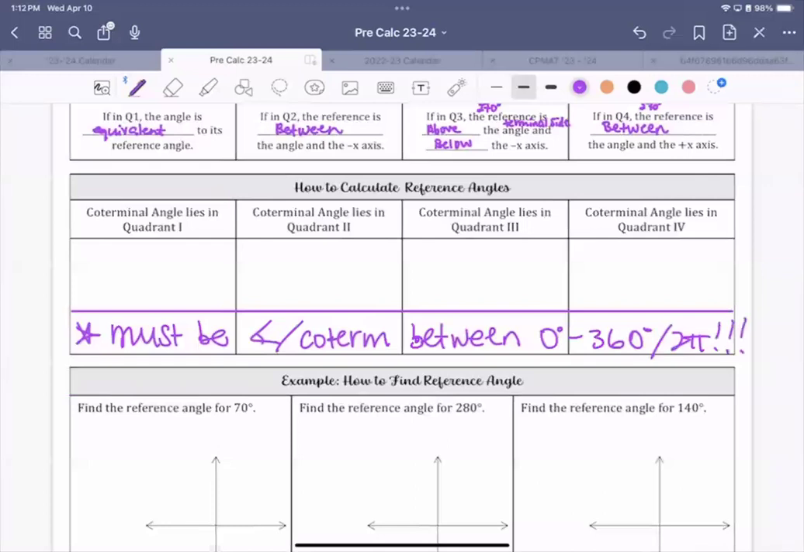It will not work if you were to do, let's say you ended in quadrant 1 and you said, okay, well, my angle is 390 degrees because that would end in quadrant 1. That doesn't make sense, right? Because our reference angle has to be between 0 and 90 because it's an acute angle.